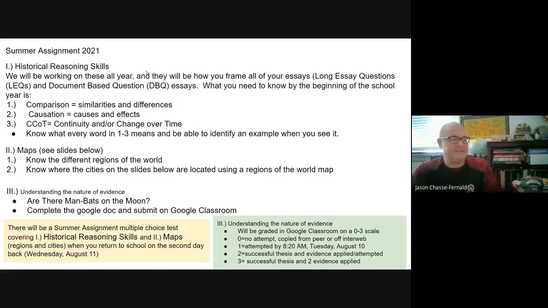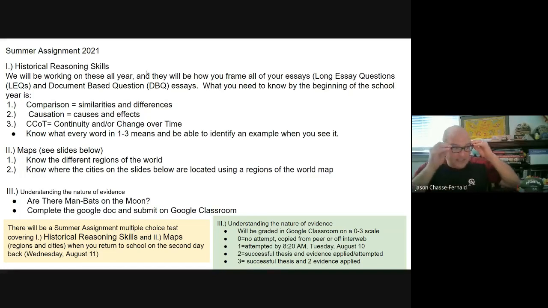All right. The second thing is the maps, and I'm going to show you the maps, and I'm going to go over that. So know the different regions of the world. And once again, this should be nothing too difficult. And then know where the cities, and I'm going to give you a list of cities, know where they are and be able to locate them on a map. So this 1 and 2, the historical reasoning skills and the maps, this is what you're going to be tested on the second day back to school, right, when you return. So make sure you are familiar with this.